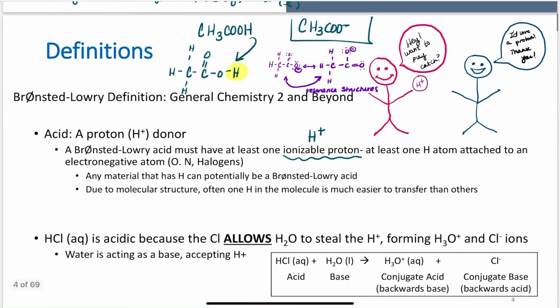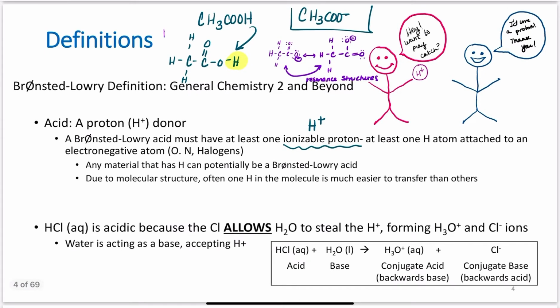Technically speaking, this molecule, acetic acid, has multiple hydrogens. 1, 2, 3, 4 hydrogens. But note that we're only going to lose the 1 hydrogen to form acetate from acetic acid because it's resonance stabilized. So, due to molecular structure, often 1 hydrogen in the molecule is much easier to transfer than the others.